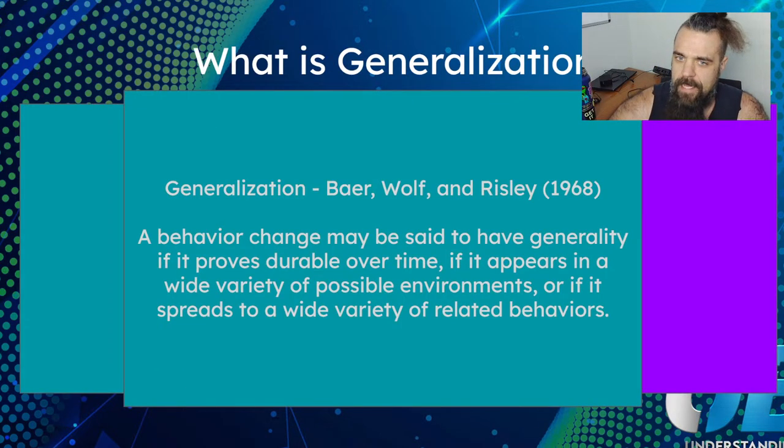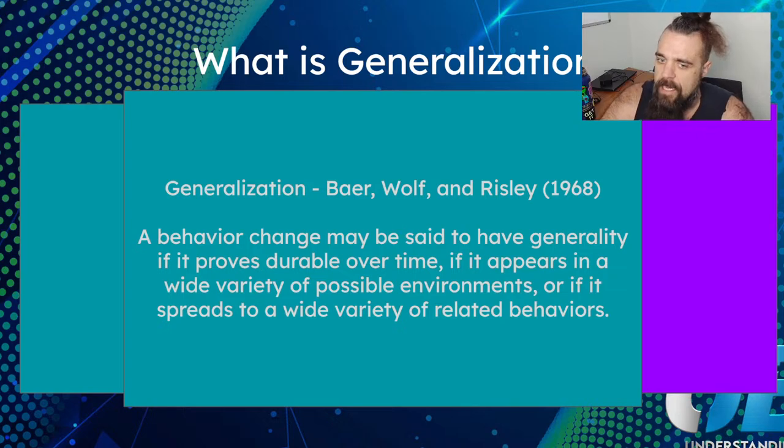All right, well, here we go. Let's talk about what is generalization. I pulled up the Baer, Wolf, and Risley definition. I went into Cooper, and Cooper actually referenced them, so I'm like, all right, I'll just bring this source here. They define it as: a behavior change may be said to have generality if it proves to be durable over time, if it appears in a wide variety of possible environments, or if it spreads to a wide variety of related behaviors. So what is outlined in this definition is three different things.